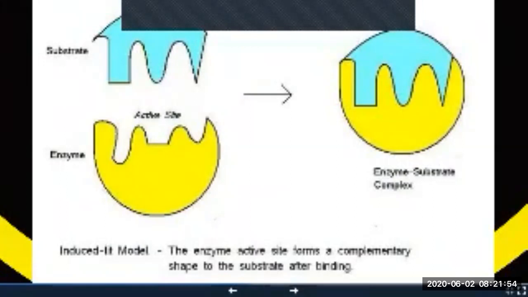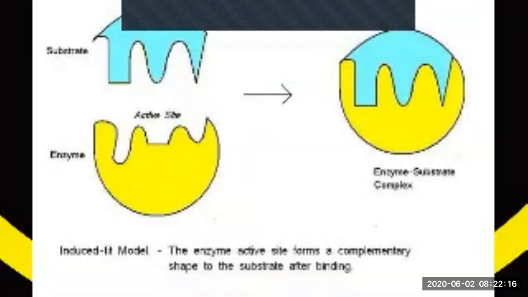Here the angles are fixed or kind of rigid, 90 degree angles. But here the angles are not 90 degrees. So as soon as the substrate comes and fits into the geometric shape of the enzyme like a jigsaw puzzle, the active site of the enzyme molds into the shape of the substrate. So this model says the active site of the enzyme is not a rigid structure. It molds according to the shape of the substrate.